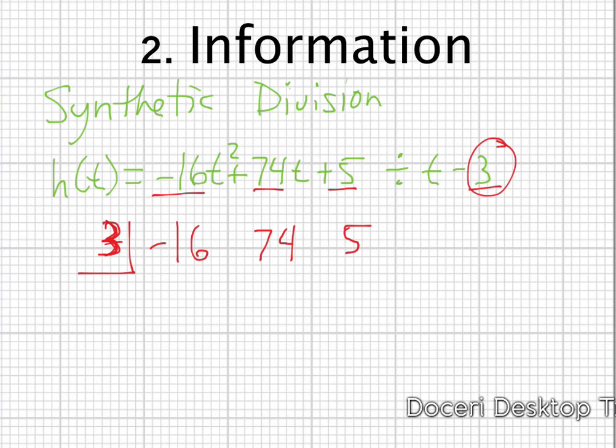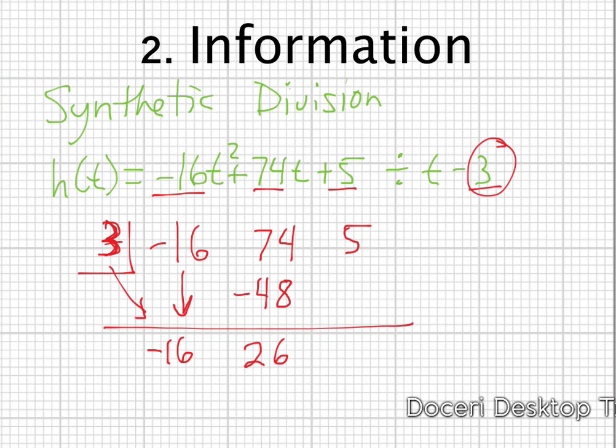Okay? So your first step to doing synthetic division is you bring down the negative 16. Next, you're going to multiply 3 by negative 16. So 3 times negative 16 is negative 48. That negative 48 goes underneath the 74. Then I add. So I'm going to add 74 and negative 48. That gets me positive 26.